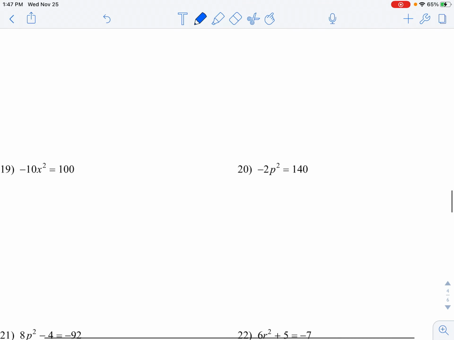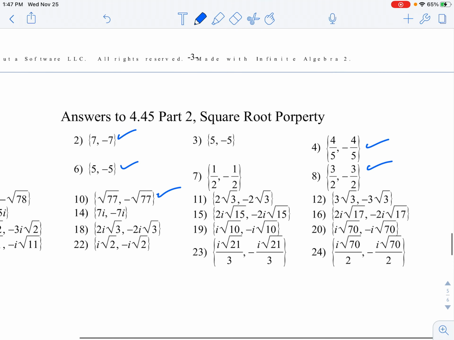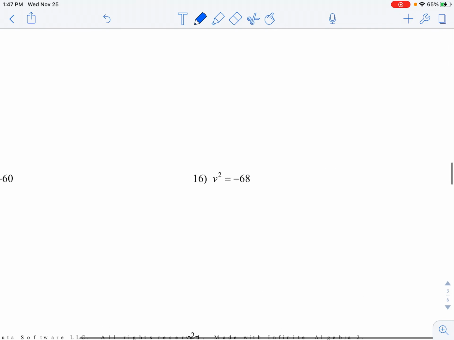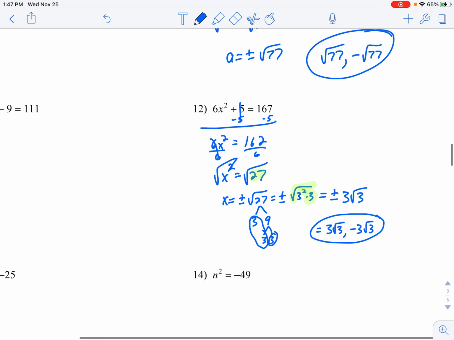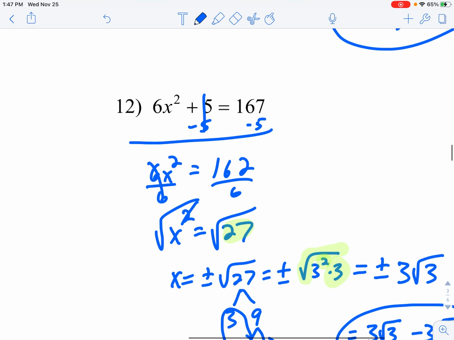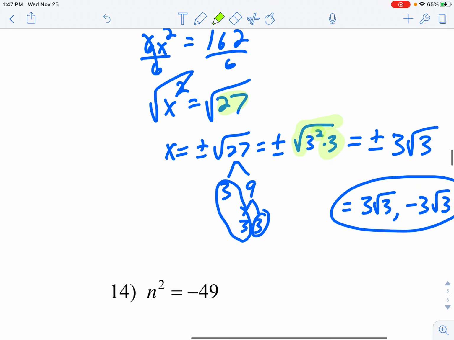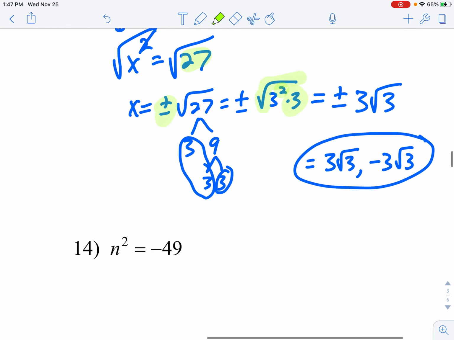Let's check number 12 and make sure I didn't mess anything up. There are a lot of steps there, and there it is. Got it? So same idea, some basic math first, minus 5, divide by 6. Yeah, I used a calculator, whatever. Square root both sides, put down your plus minus, of course. That's something you've got to do. And then simplify the radical. We've been covering that the last couple of days. You're expected to know how to do that now.